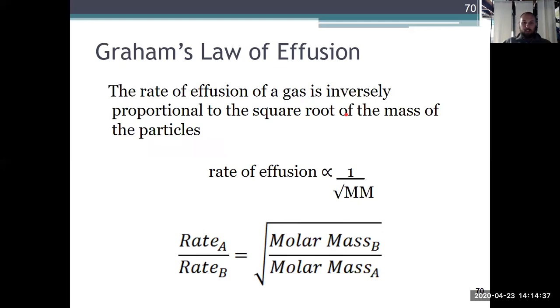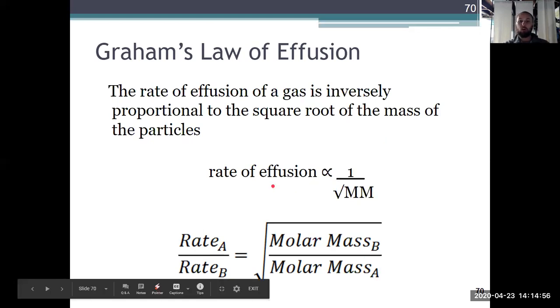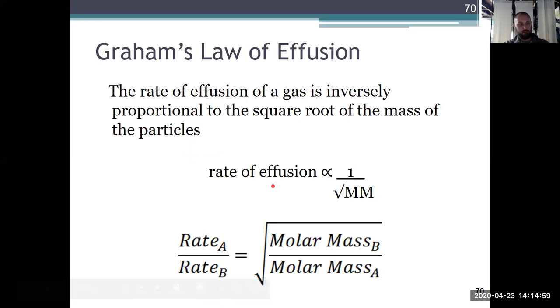And we can also calculate how things effuse using Graham's law of effusion. Okay? Tells us that the rate of effusion of a gas is inversely proportional to the square root of the molar mass of the particles. So rate of effusion is proportional to 1 over the square root of the molar mass. Or if I'm directly comparing two things, right, the rate of effusion of molecule A over the rate of effusion of molecule B is equal to the square root of, notice they flip now, molar mass of B over the molar mass of A. Okay. So you can do calculations with that. You'll have one on your sapling.